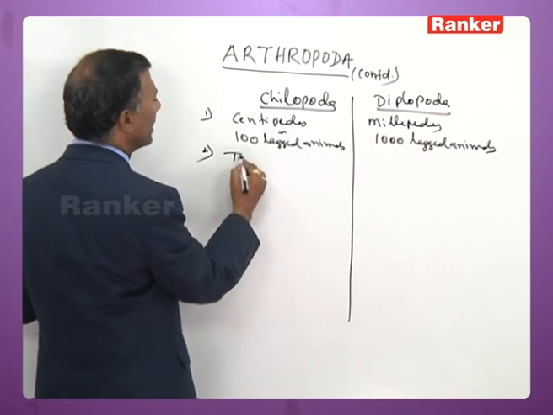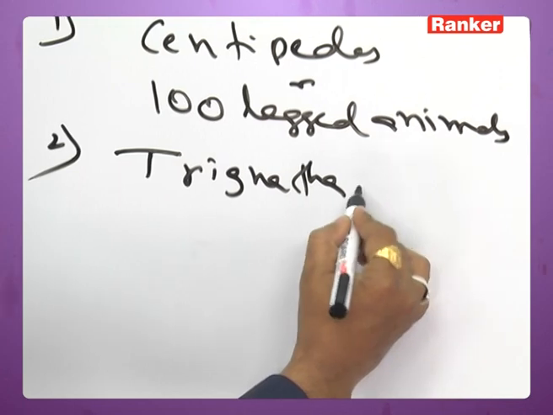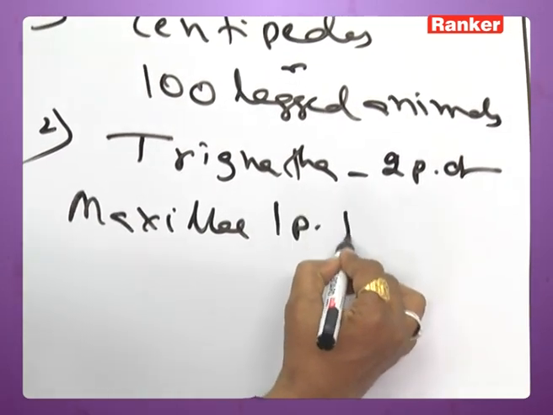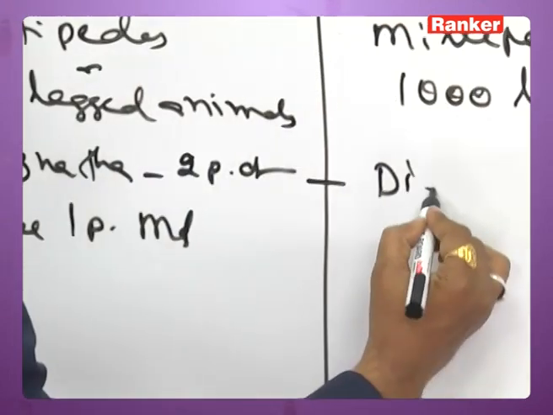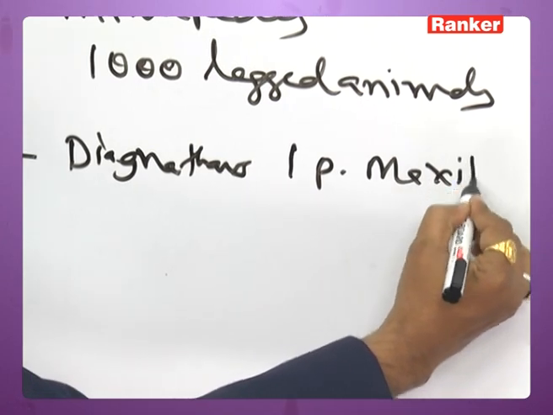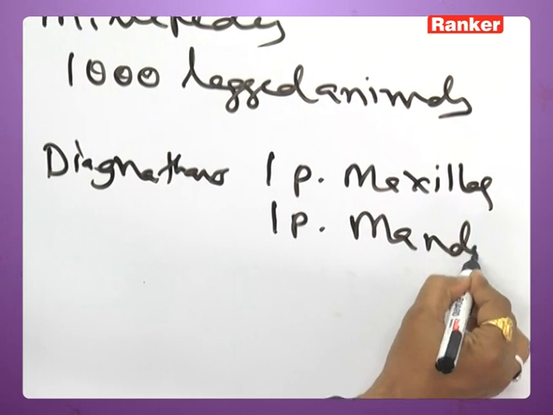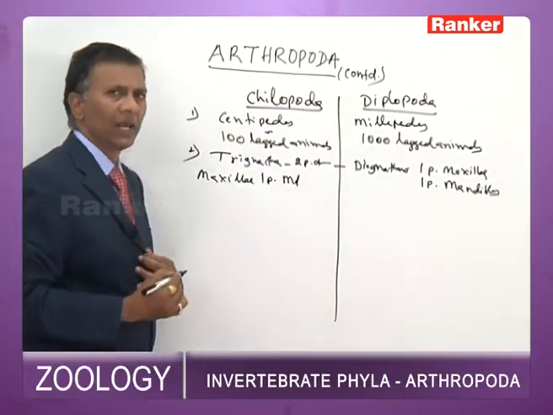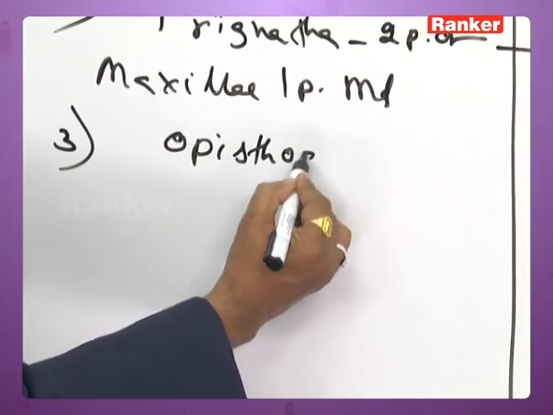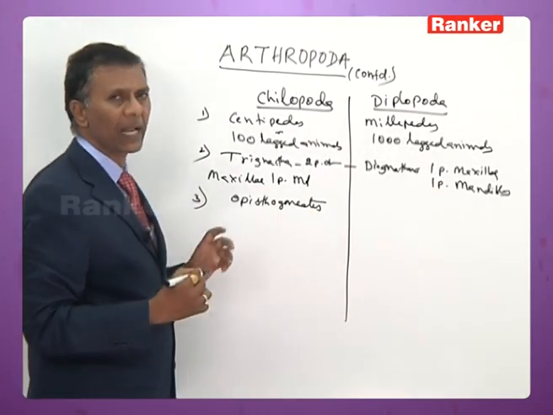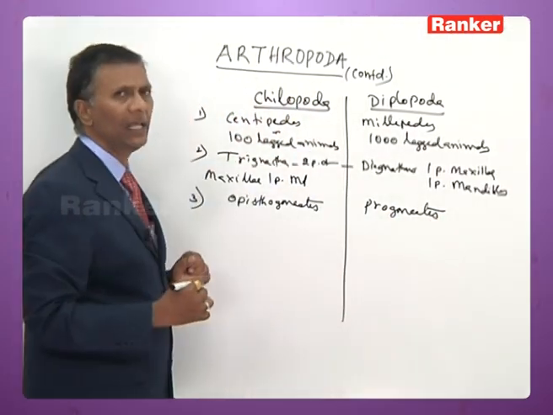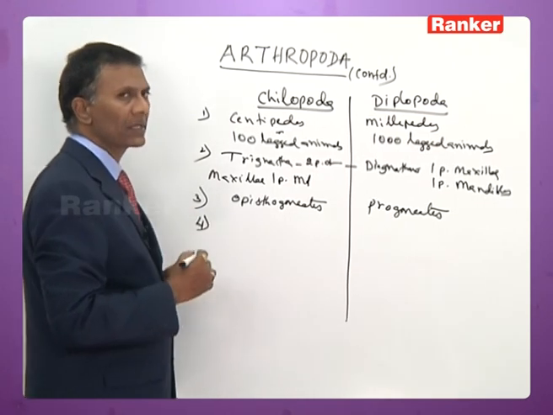Chilopods are commonly called trignathans, with two pairs of maxillae and a pair of mandibles. Diplopods are commonly called dignathans, with one pair of maxillae and one pair of mandibles. Now, chilopods are opisthogoniates, with genital aperture at the posterior end. Diplopods are progoniates, with genital aperture at the anterior end.